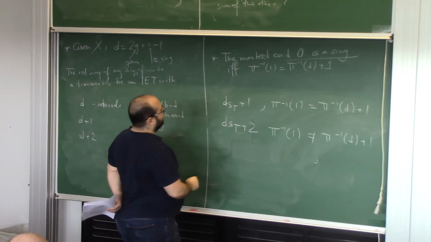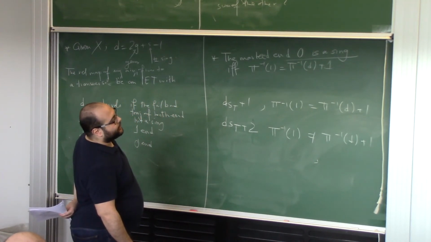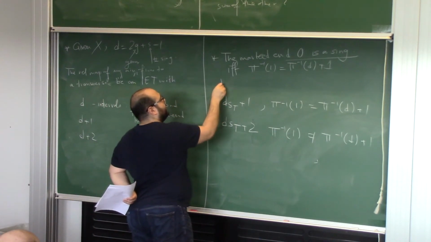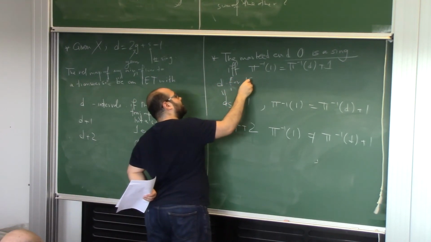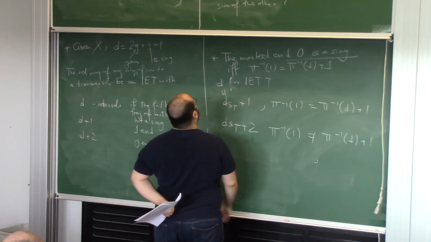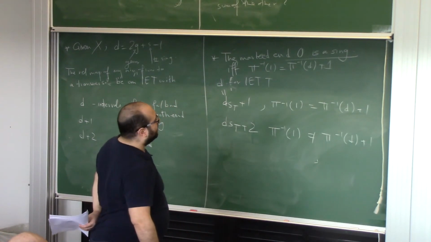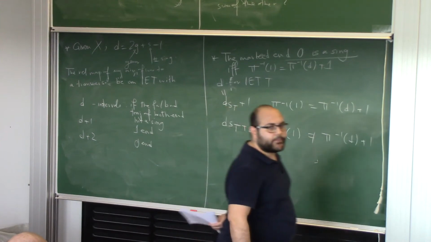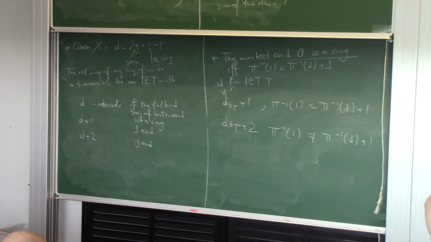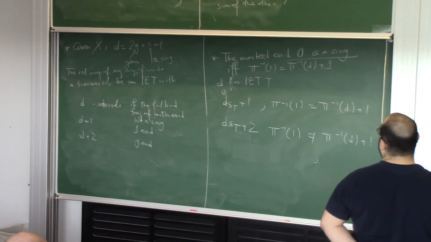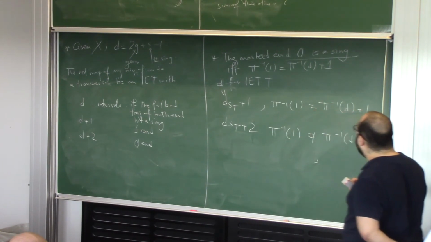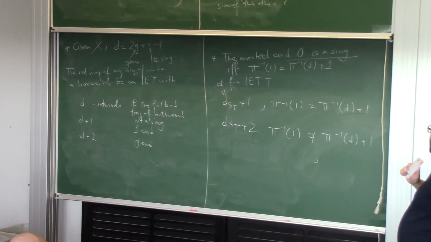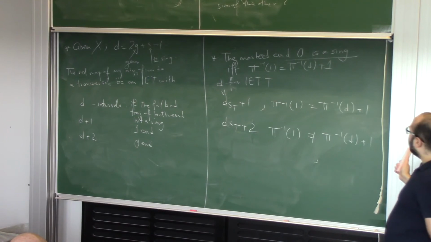And again, using easy computation, you can see that d for s of t is exactly the number of intervals for the IET. Okay. So this proves the gap theorem for general interval exchange maps over d intervals, and that's optimal, quantifying over all minimal IETs on d intervals.